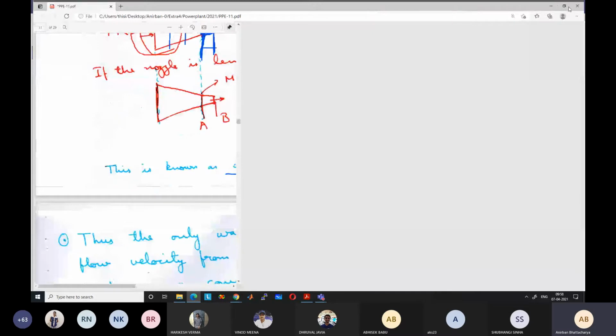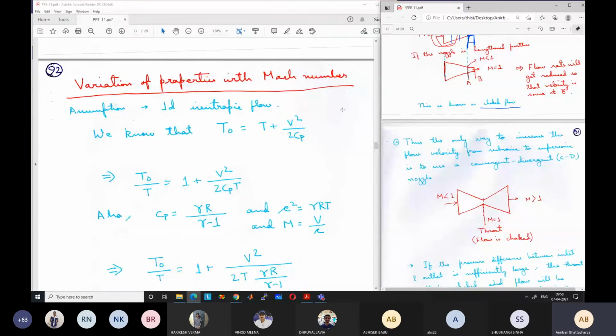We have established how the area and velocity are related in the case of a 1D isentropic flow. So what cases will act like a nozzle and what will act like a diffuser, we have established. So let us find out how all the properties are going to vary with Mach number. Why is this the case? Because the Mach number will change along the nozzle.